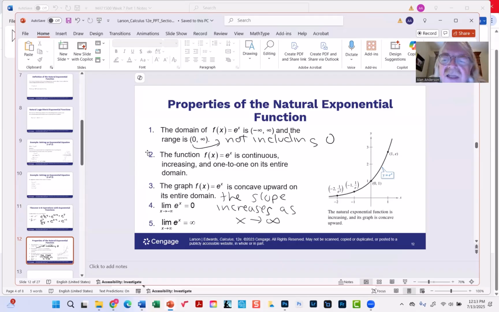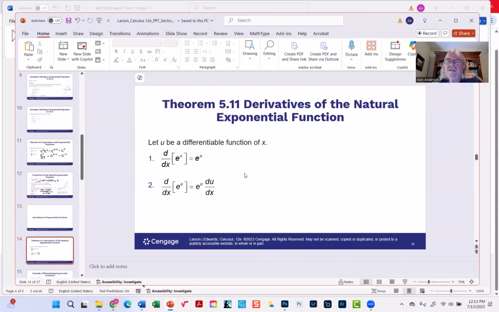And the limit as x goes to negative infinity is clearly zero, because that's a horizontal asymptote. But as x increases to positive infinity, the function converges to infinity. In other words, it does not have any upper limit. All right, now derivatives. As it turns out, derivatives with these two types of functions are actually very straightforward. If you're taking the derivative of e to the x, it's just e to the x. It's so simple. If you have a function of x, though, like u here, it's a little bit more complicated, but not much. The derivative of e to the u, where u is a function of x, is e to the u du dx.